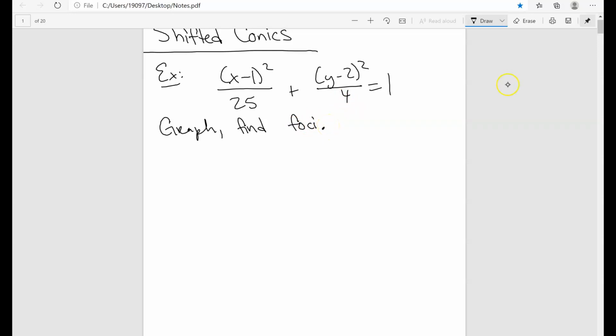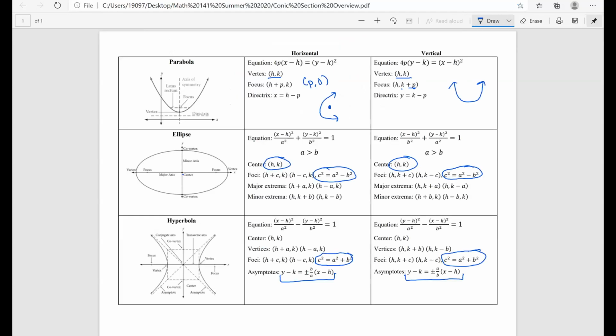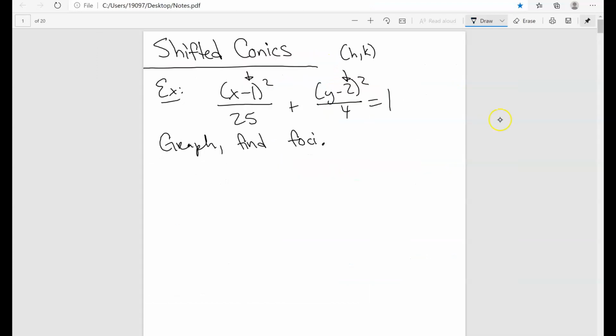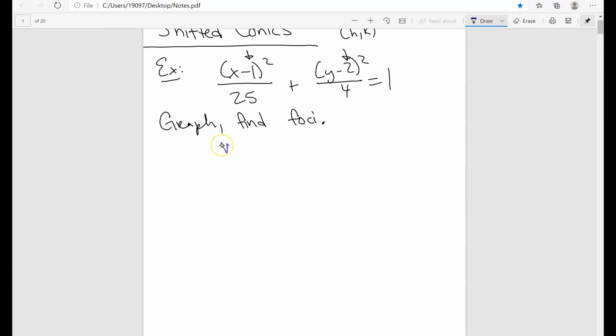One of the things to really know about the shifted conics is that whenever you have h comma k, that's always going to be inside of the squared term. Whenever we talk about the vertex h, k, notice that the signs inside are always the opposite. So if this was a plus, that means the vertex will be a minus. So in this case, let's try to graph this. If we first start off with the center, the center of this guy is going to be 1, 2.